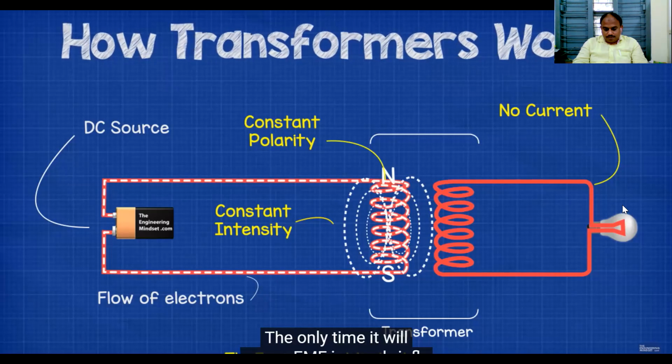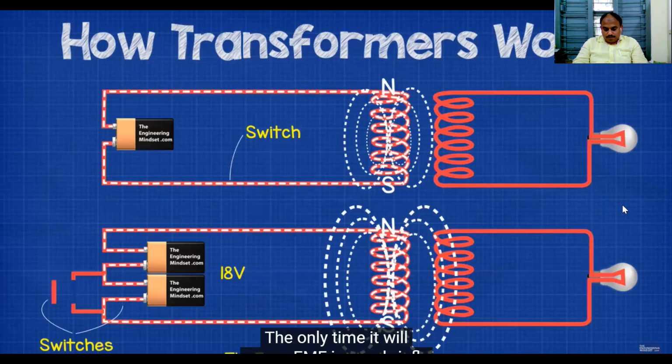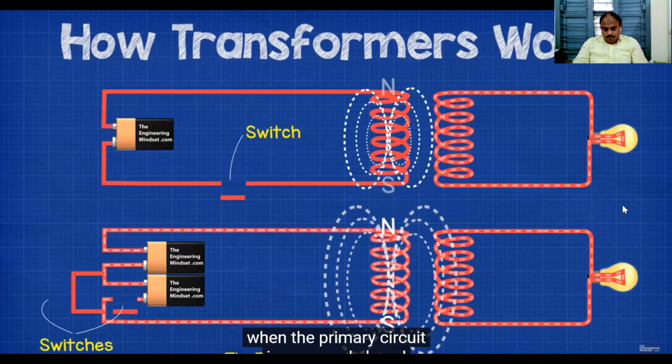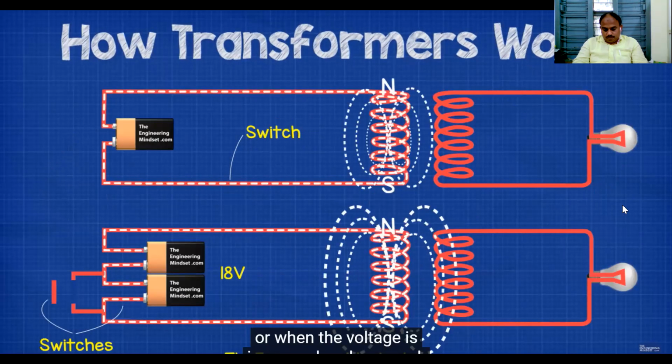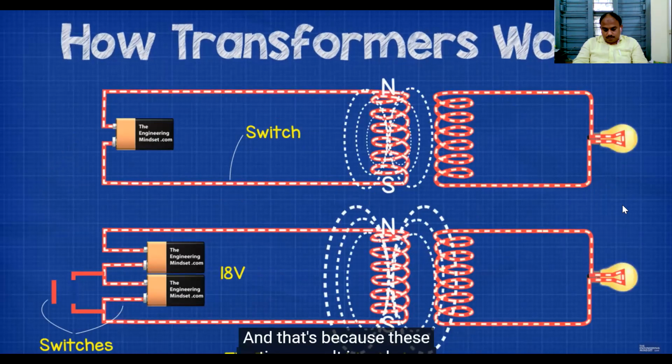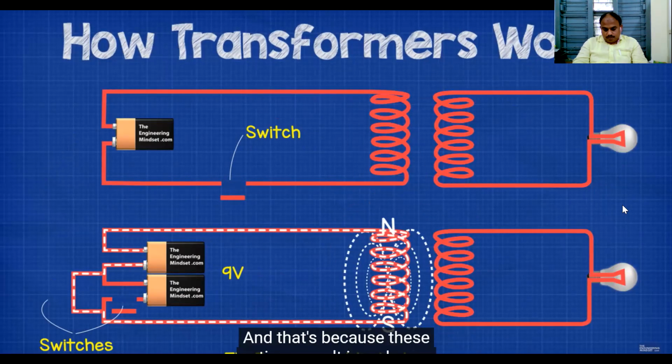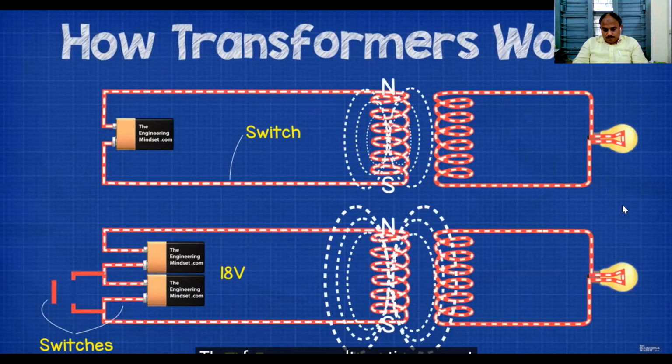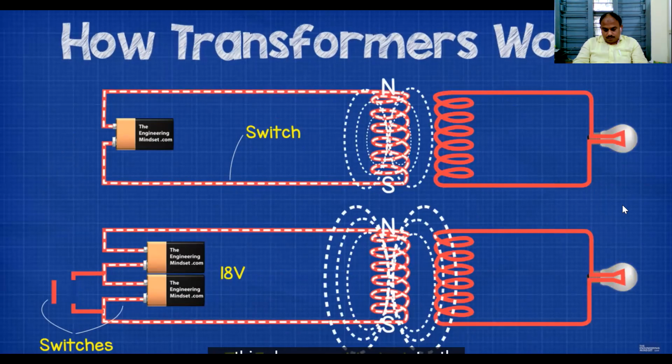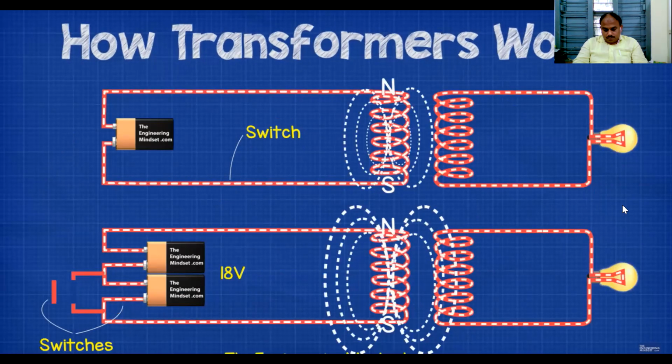The only time it will cause EMF is very briefly when the primary circuit is opened and closed, or when the voltage is increased or decreased, and that's because these actions result in a change to the magnetic field. Therefore, we use alternating current as this change occurs constantly.